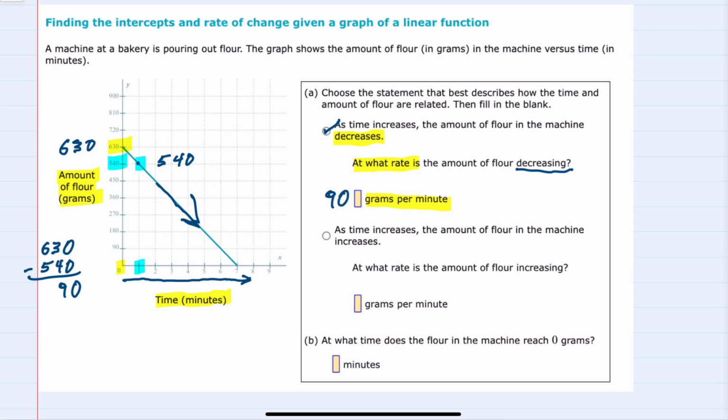And from here we can move to part B. At what time does the flour in the machine reach 0 grams? So looking at our vertical axis here, 0 grams is all the way down at the bottom. How long does it take for our line to get all the way down to the bottom? This happens at this point, and the measure here says 7. Our time is represented in minutes, so at 7 minutes, the amount of flour in the machine reaches 0.